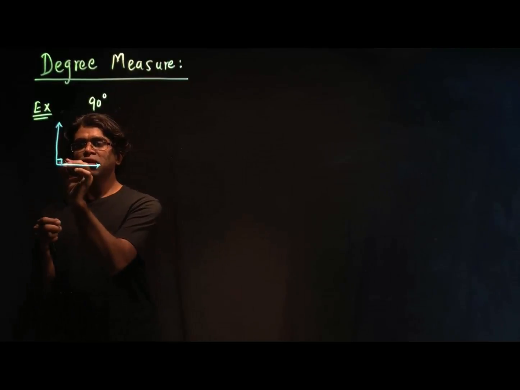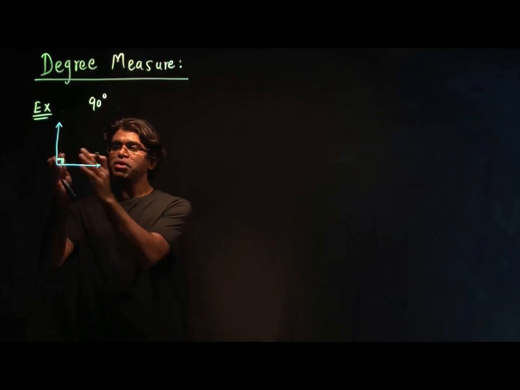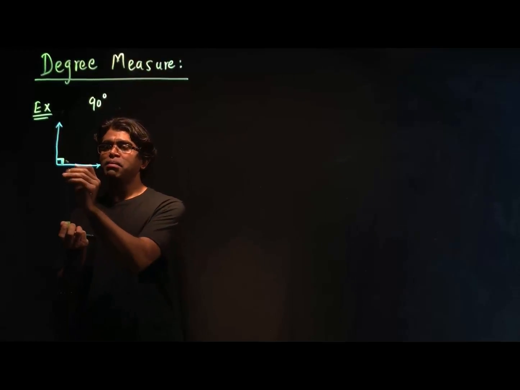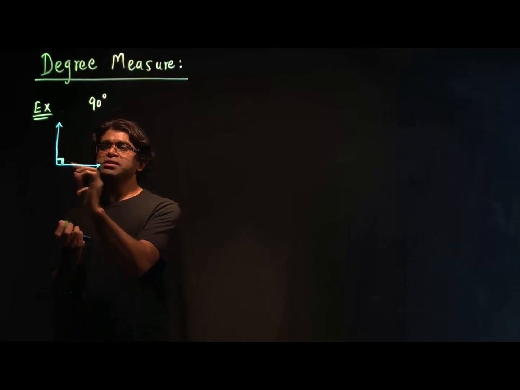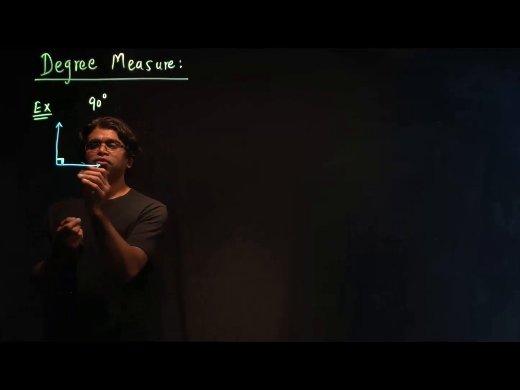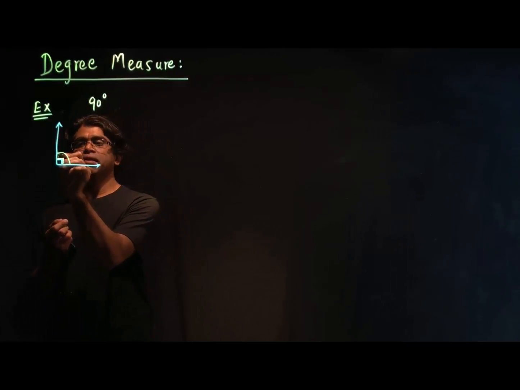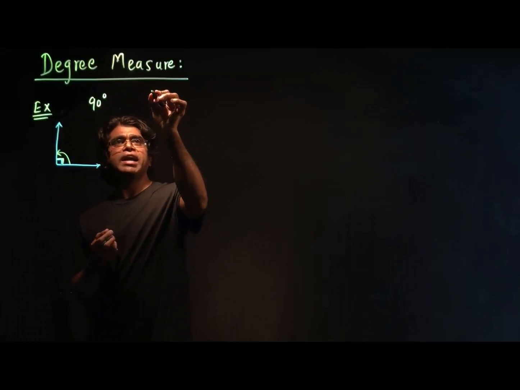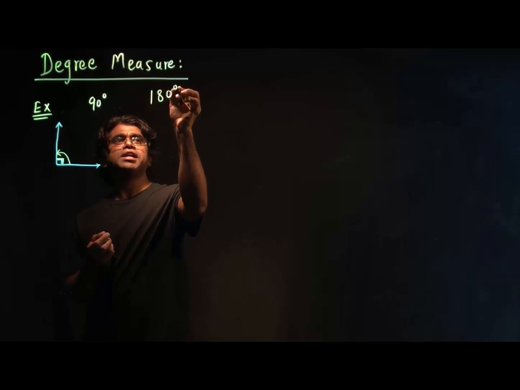Let me change the color. This is the symbol for 90 degrees. So I will draw this one. For 90 degrees, you don't need to write the value of the angle because this symbol represents that the angle is 90 degrees. And of course, we are measuring counterclockwise.